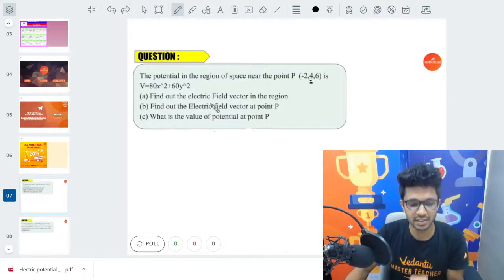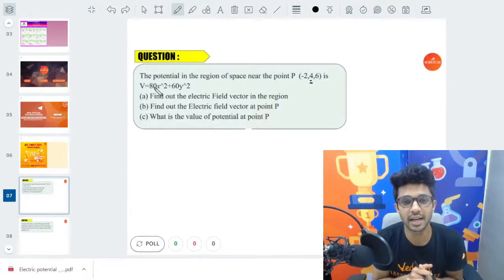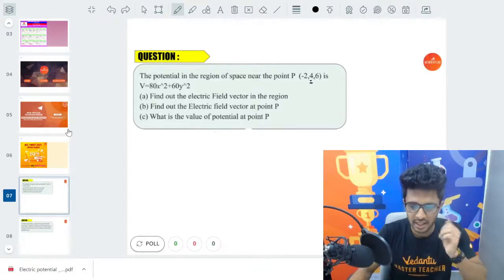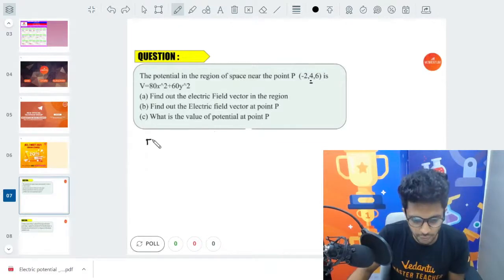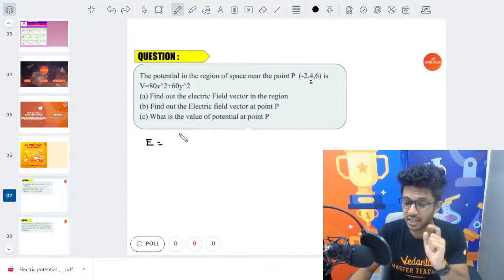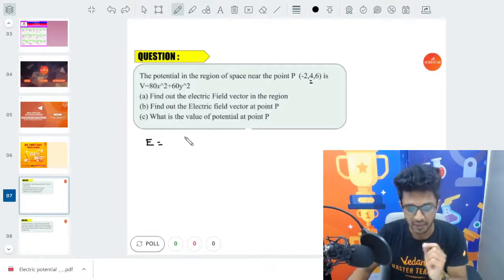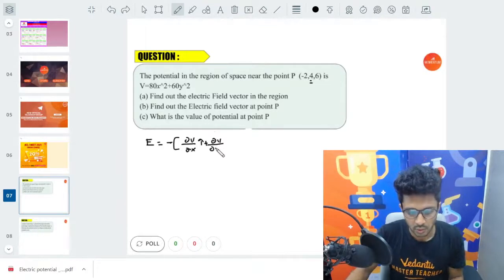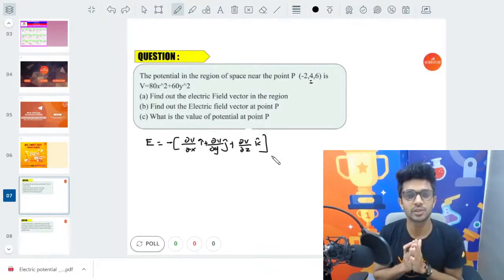Find out the electric field vector in the region. From potential, how can I actually find out the value for electric field? How is it actually possible? Do you remember the formula? Let me tell you the formula. The electric field, which is a vector quantity (potential is a scalar, electric field is a vector), is given by negative of dou V by dou x i cap plus dou V by dou y j cap plus dou V by dou z k cap. This is the equation to find out the electric field.